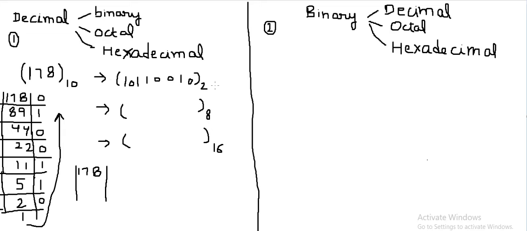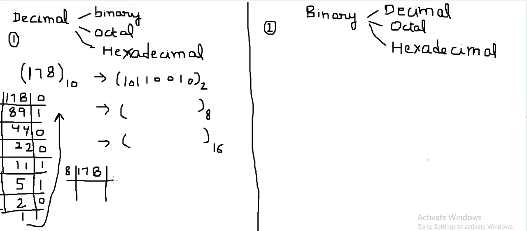In whichever base we are going to convert this decimal number, we have to divide it by that base. So when we convert into a binary number, we divide by the base, which is 2. When we convert into octal, we divide by 8. So let's divide it by 8, right?